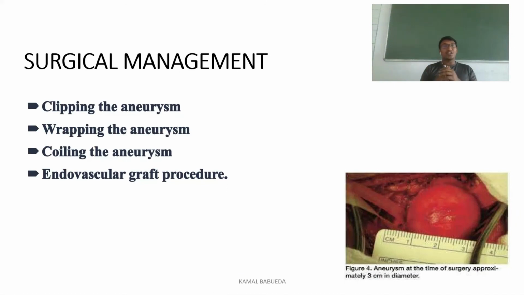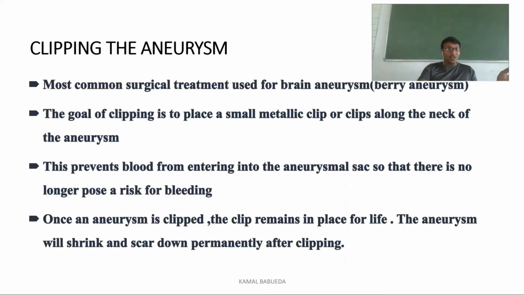Coming to the surgical management, we'll do clipping of the aneurysm, wrapping of the aneurysm, coiling of the aneurysm, and the endovascular graft procedure. You have seen what the endovascular graft procedure is. Now I would like to show you what clipping of an aneurysm is. This is the most common treatment, mainly used for cerebral aneurysms or berry aneurysms.